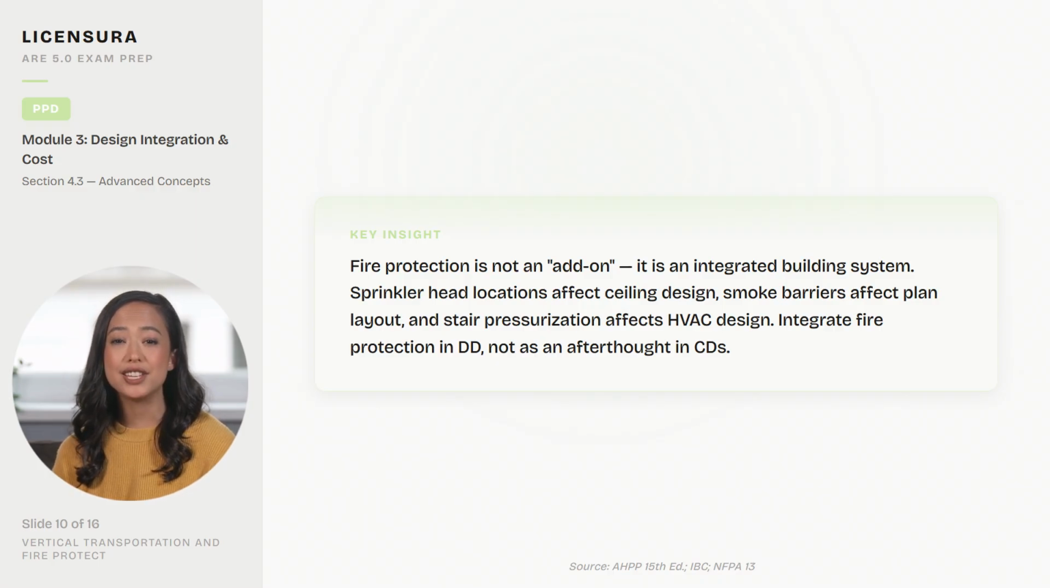Here's the key insight. Fire protection is not an add-on, it is an integrated building system. Sprinkler head locations affect ceiling design, smoke barriers affect plan layout, and stair pressurization affects HVAC design. Integrate fire protection in DD, not as an afterthought in CDs.